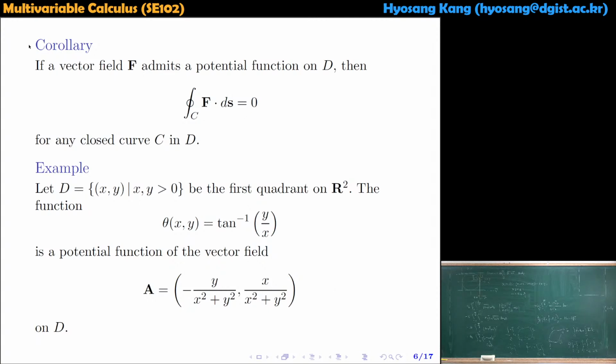And it's a simple corollary that if a vector field admits a potential function, then for any closed curve, the line integral over the closed curve is 0, which means it's exactly the same as a conservative vector field. So let's look at this example. It's a very important example. We have D, which is the first quadrant of the two-dimensional plane, and we have a function theta given by arctangent of y over x. And this becomes the potential function of the vector field A.